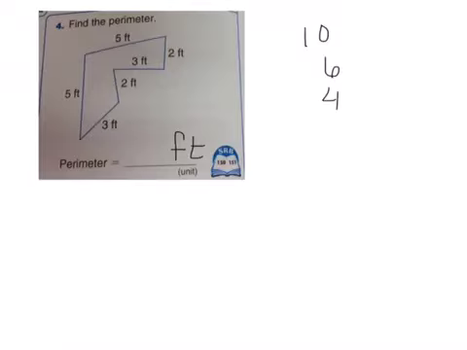Now, one thing that I do want to notice is that I'm using our place value system to line up our answers to make it very easy to do our addition. 4 plus 6 plus 0 is 10. 1 plus 1 is 2, and our answer is 20 feet for the perimeter.